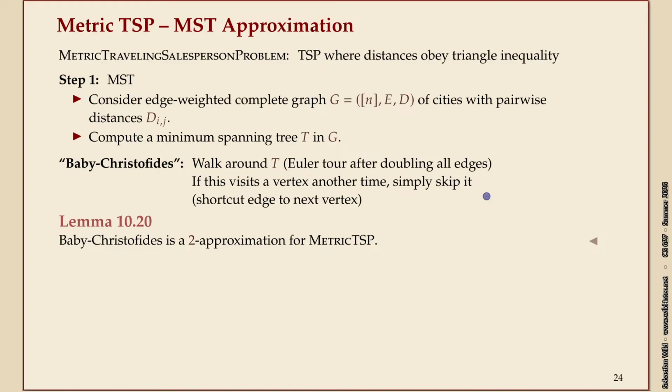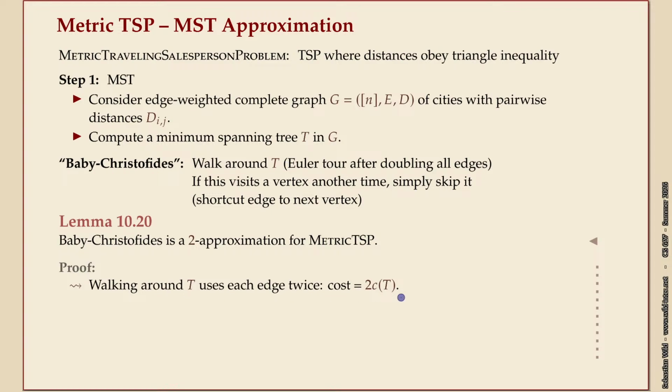Whenever you're trying to visit a vertex another time, you skip it. And it turns out this is a 2 approximation, which is not hard to see. We've essentially shown this on the example. The tour we initially start with, the Eulerian tour, which is not a TSP tour, or not a Hamiltonian cycle, has cost at most 2 times the minimum spanning tree cost. And shortcutting doesn't make that longer.